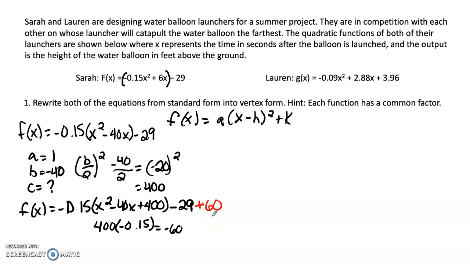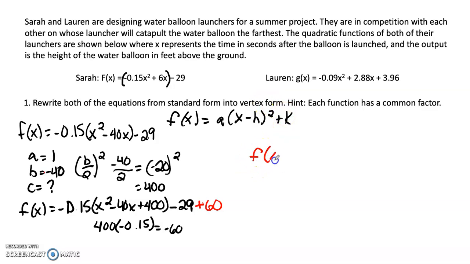You have to offset it. So if this is minus, this has to be plus. We have to have this cancel out in the end, so that way we don't change the value of the equation. So now I'm going to simplify what's outside of the parentheses for our final answer in vertex form.